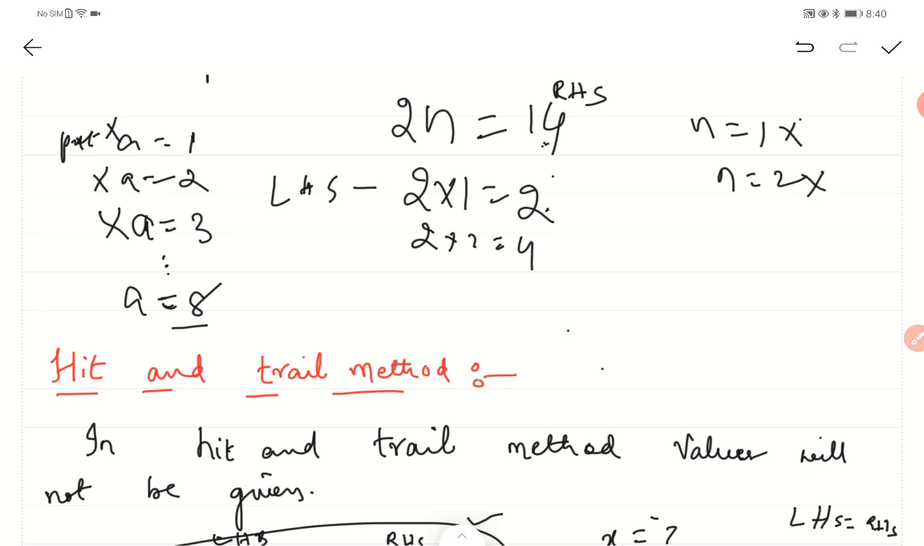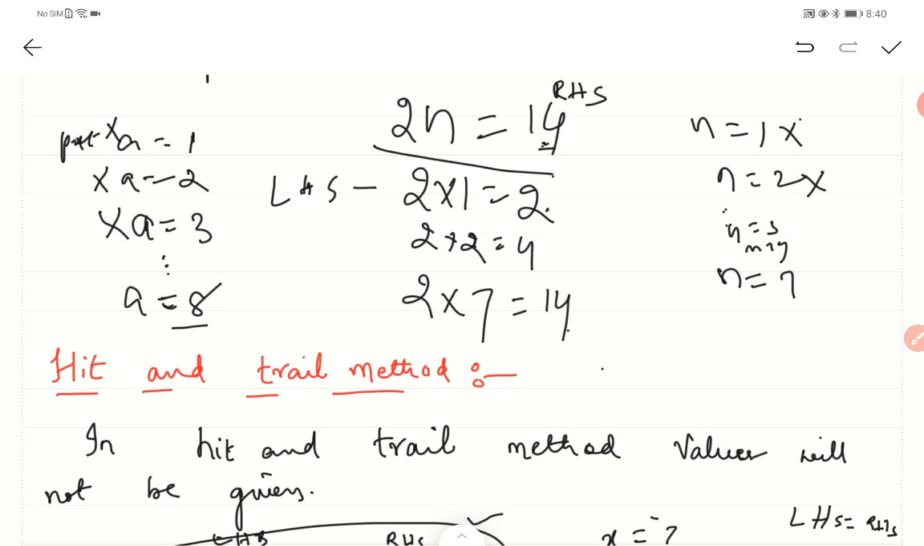So when will you get 14? If you try n equal to 3, n equal to 4, 4 times 2 is 8, again you are not going to get 14. So if you substitute n equal to 7, 7 into 2 is 14. So 2 into 7 will give you 14. So the value of n here is 7. If you substitute 7 for n, then only you will get LHS equal to RHS.